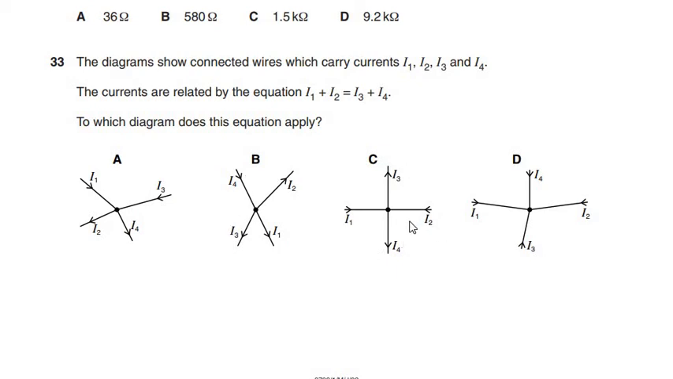So C, let's look at C. I1 enters, I2 enters, good. I3 leaves, I4 leaves, perfect. So our answer is C, and if we want to see, we can also look at why D is not the answer. They're all entering together. So your answer is going to be C.